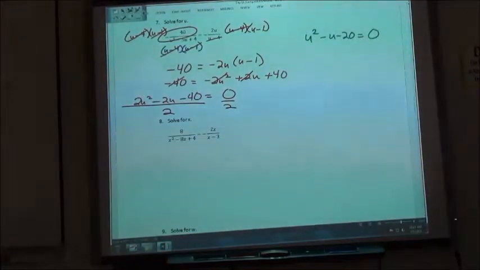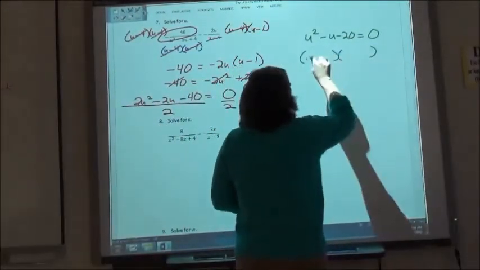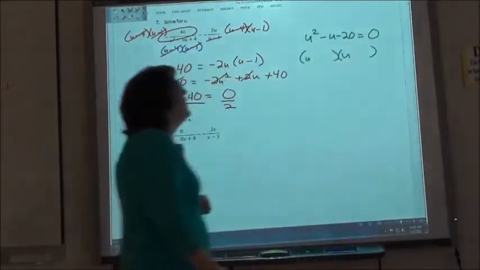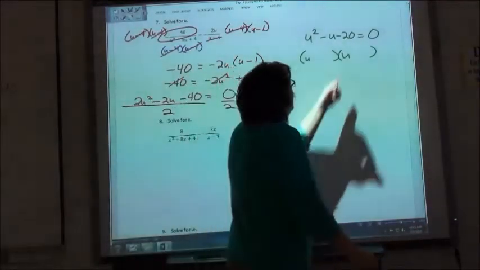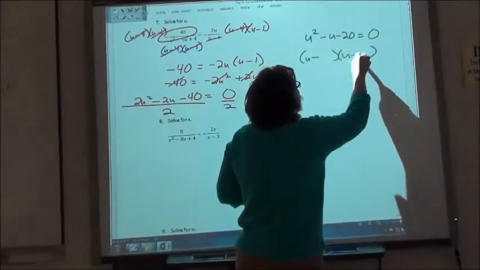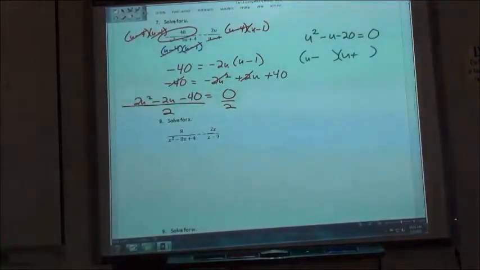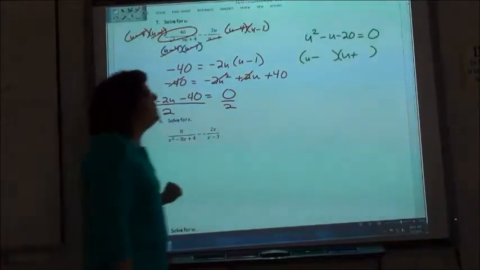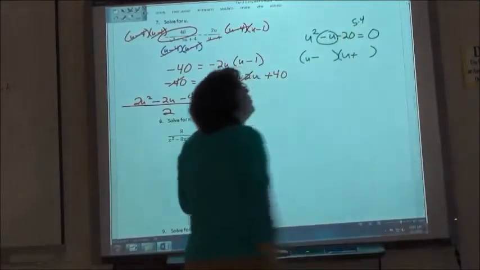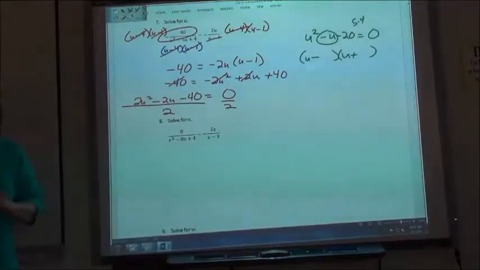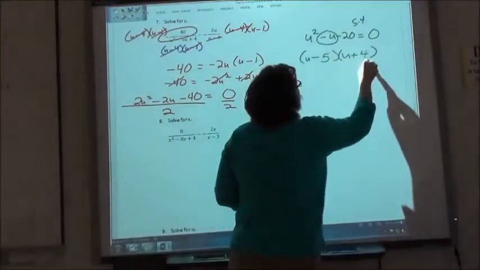So now we can do our 2 sets of parentheses. A u and a u. My signs, negative and a positive, since the end is negative. Factors of 20. 5 and 4. We want to put them in the right order so that we get a minus 1u in the middle. And so we would have to have a minus 5 and a plus 4.